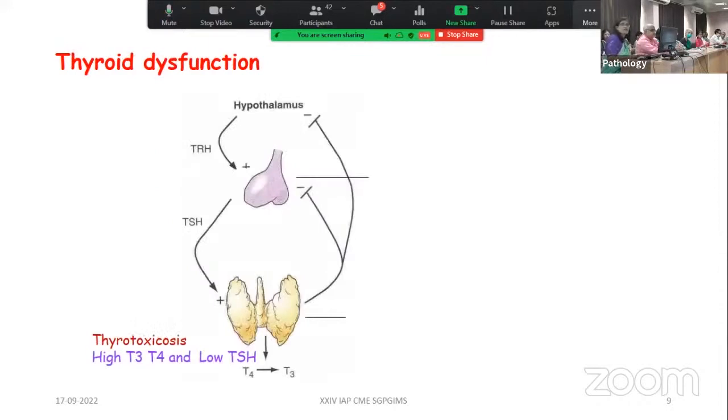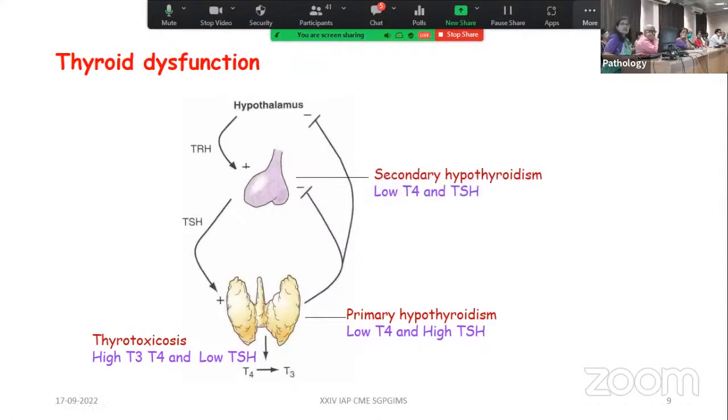So for thyroid dysfunction, when we have high T3 and T4, as I said, with the negative regulation, the TSH is low. So that is thyrotoxicosis. Primary hypothyroidism, when the thyroid gland is dysfunctional, you have low T4 with low negative regulation of TSH secretion. You have a high TSH. And when the pituitary or the hypothalamus is dysfunctional, the TSH is low and the T4, T3 also are low. But in nature, nothing is so simple and clear-cut.